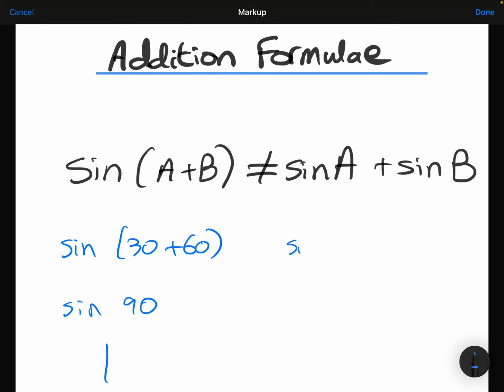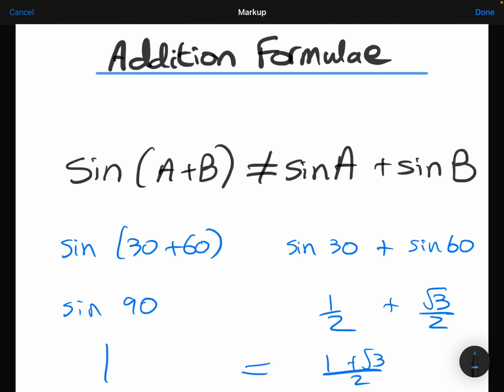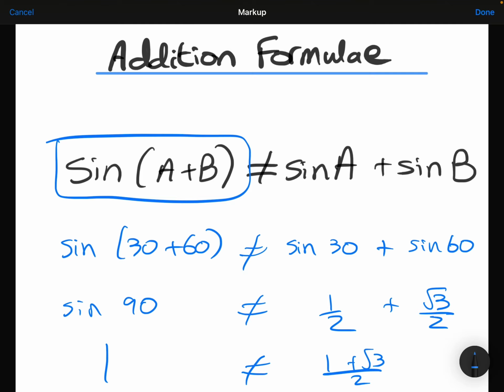However, if I was to do sine of 30 plus sine of 60 separately, I know sine of 30 is 1/2. I know sine of 60 is root 3 over 2. And clearly we can see these things are not the same. So the question then is, well, what does sine a plus b equal if it doesn't equal this?